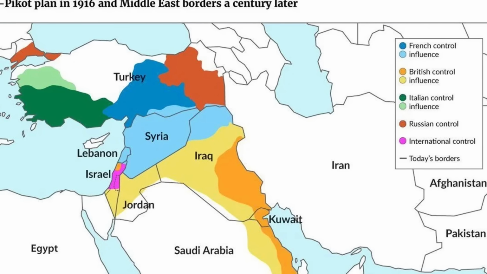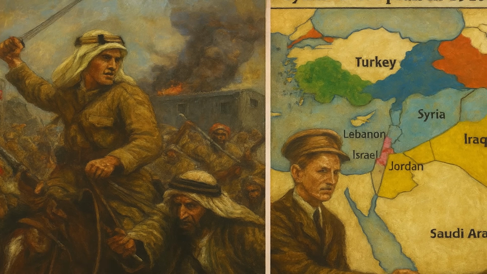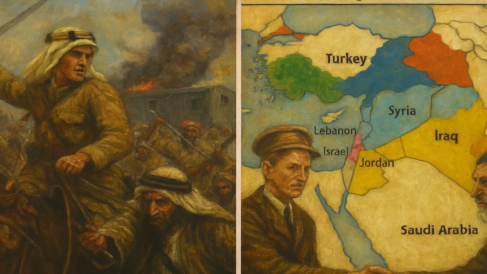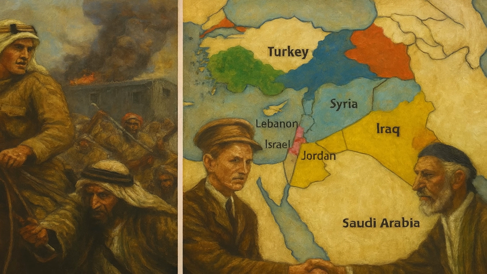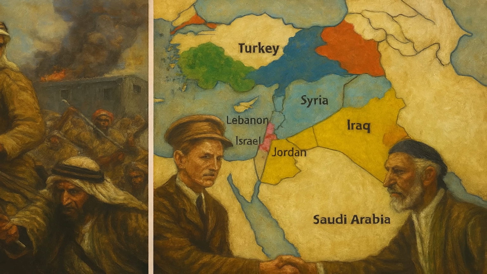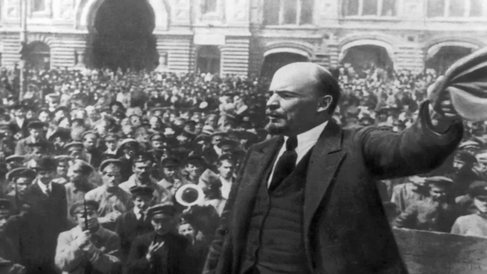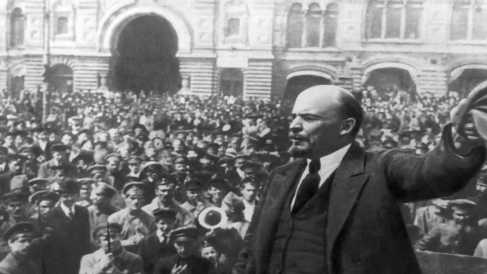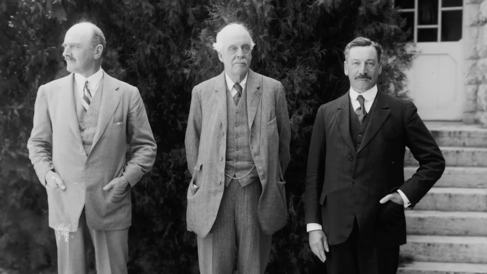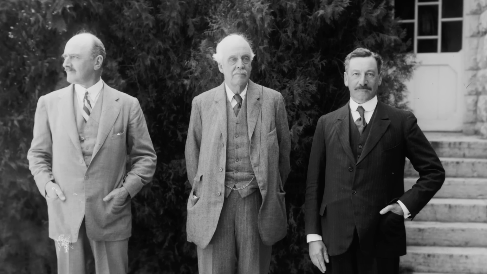This agreement wasn't public at the time. The Arab leaders fighting for their freedom had no idea that, behind their backs, European powers were already dividing the spoils. And then came a leak. When the Bolsheviks took power in Russia, they exposed the agreement to the world. Arab leaders were furious. As if double-dealing the Arabs wasn't enough, Britain made yet another promise during the war.